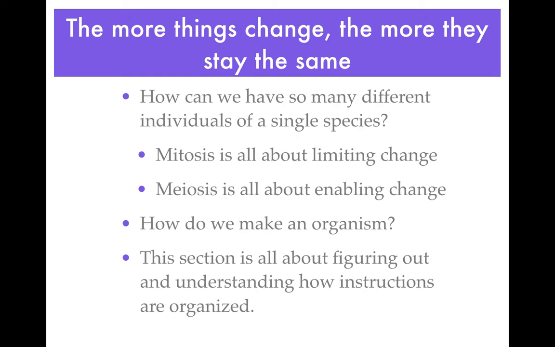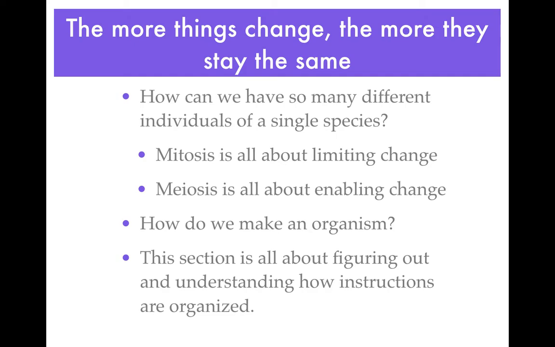So again, the more things change, the more they stay the same. How is it possible that we have so many different individuals of a single species? There are close to 6 billion people on this planet, and except for identical twins, no two of them are the same. Everything we talked about in mitosis, everything we talked about at the level of a cell was about limiting change. We didn't want mutations to occur. Meiosis is different than that.